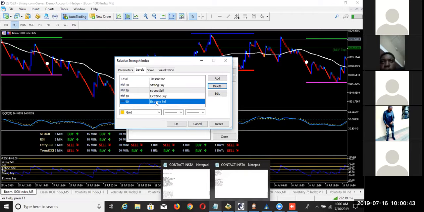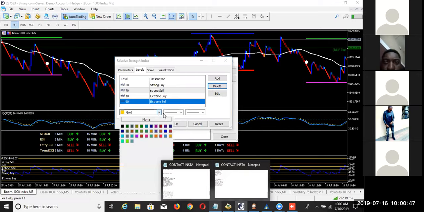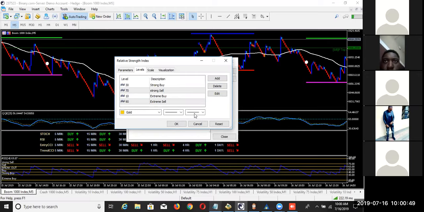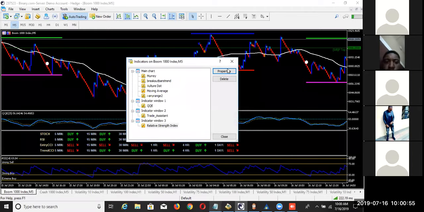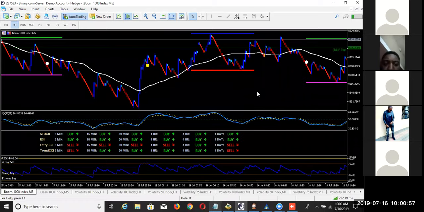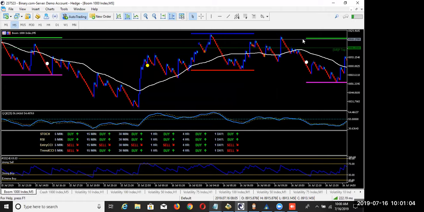Set all those levels. You can change your colors here, any color you want it to appear. You take in the line you want, and as soon as you check in the line, you click OK. It's going to appear this way. So this is how I want it to appear now. You focus on the two things. I don't want you to mix it up. Now, this is how it's going to appear.